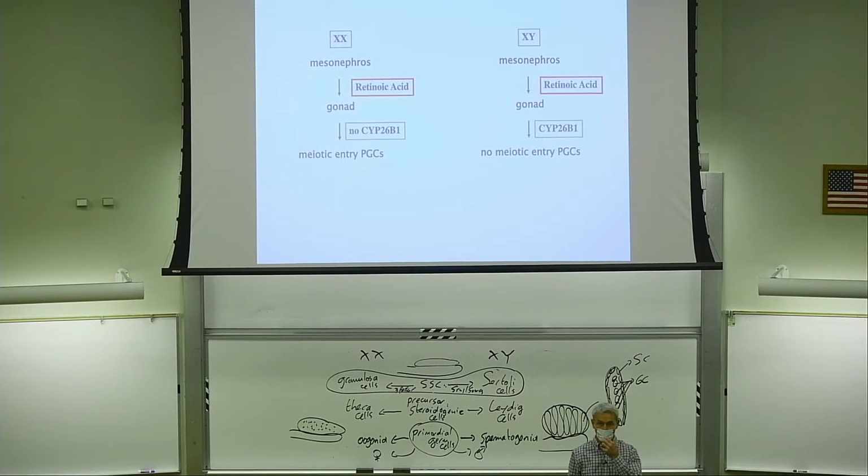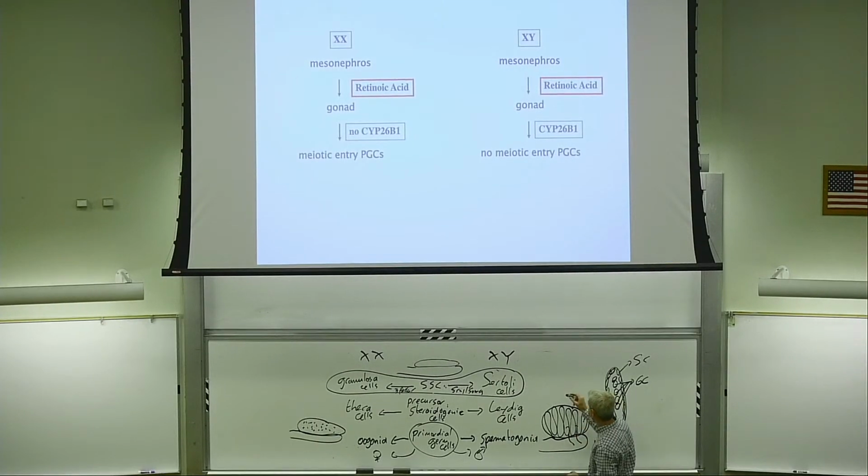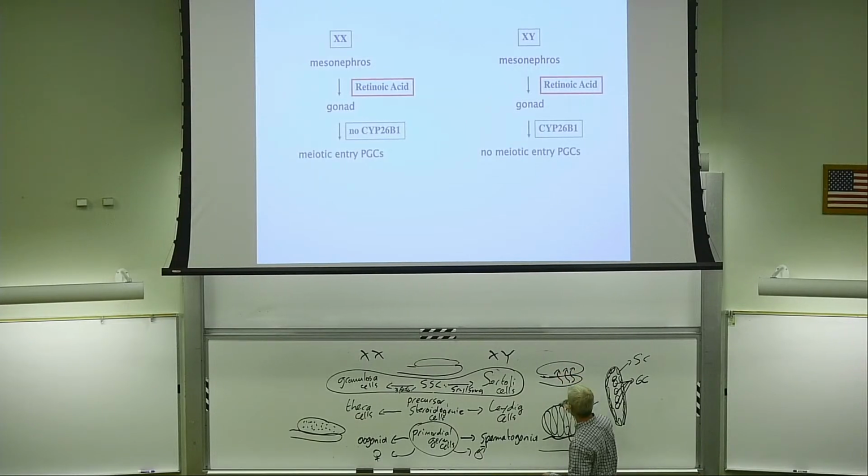Why is this important? It pertains to this slide right here. The mesonephros, whether you're a testis, actually, let me do this one right here. So mesonephros, gonad, whether you're XX or XY, doesn't matter. In both cases, the mesonephros secretes retinoic acid, or vitamin A. The mesonephros just does that.